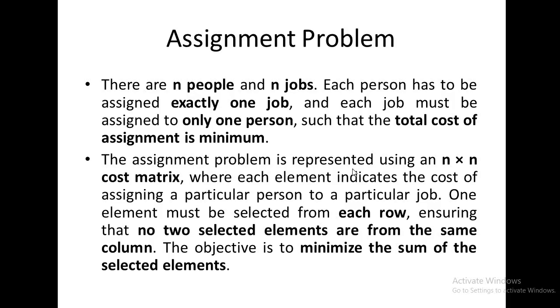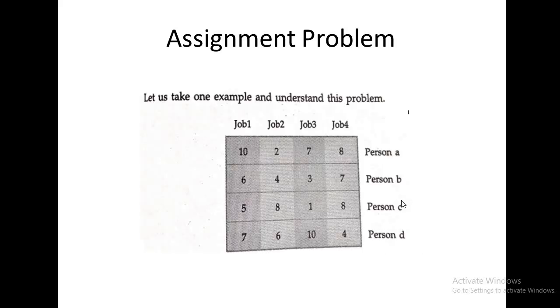The assignment problem is represented using an n cross n cost matrix, where each element indicates the cost of assigning a particular person to a particular job. One element must be selected from each row, ensuring that no two selected elements are from the same column. The main objective is to minimize the sum of the selected elements.